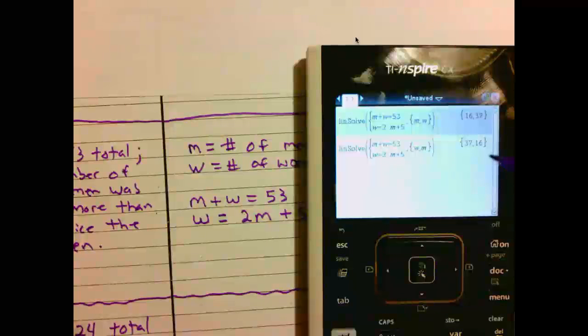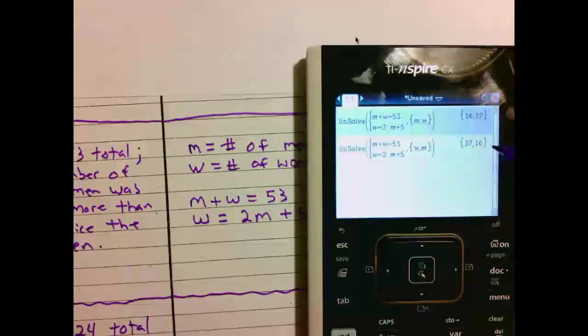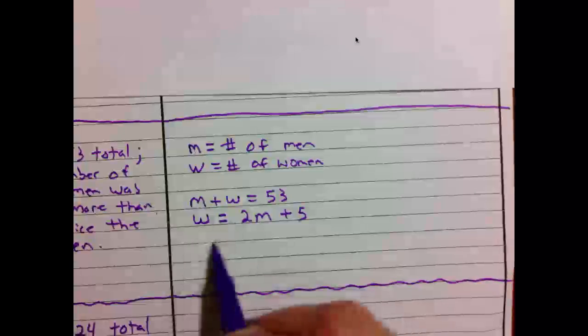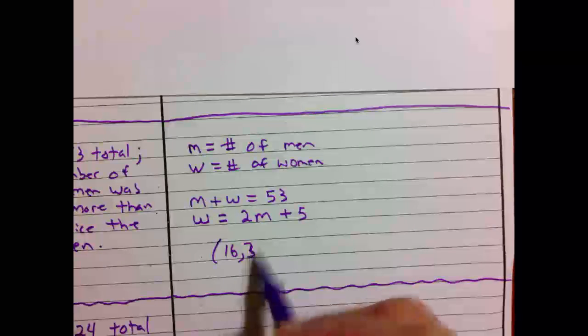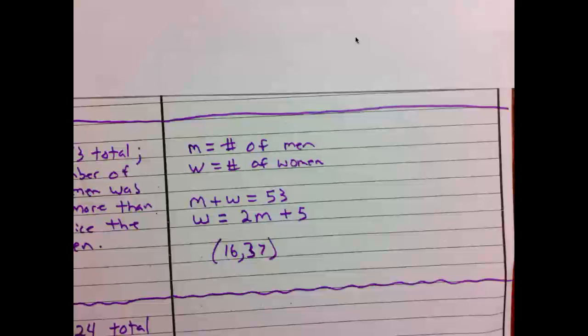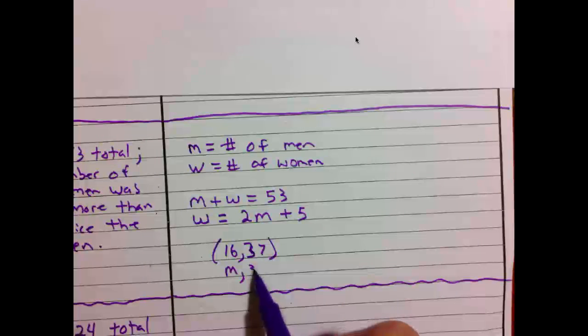Now this is flipped, but notice m is still 16. Here m is first, it's 16. Here m is second, still 16. So my ordered pair is 16 comma 37, where m is 16 and w is 37.